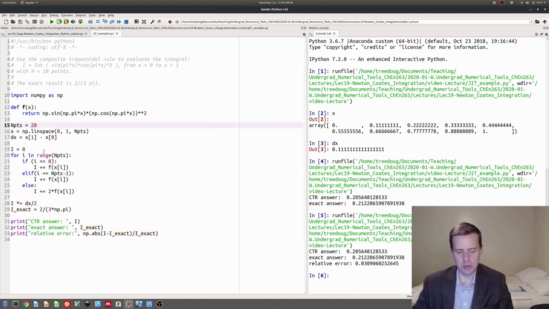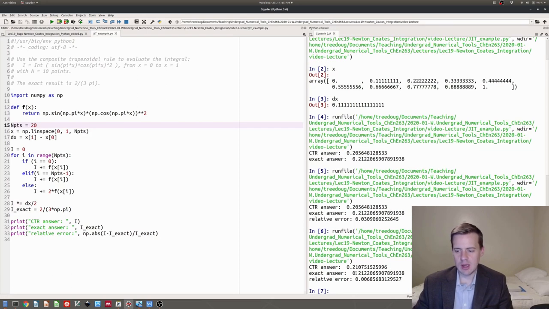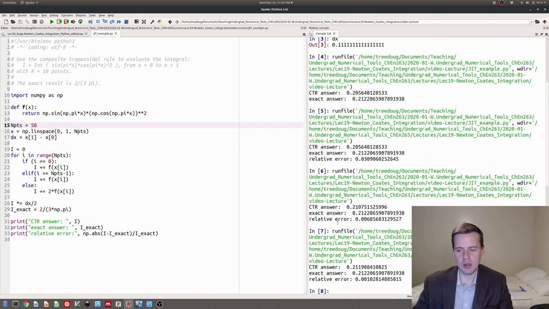So let's see what happens if I increase the points. Now I can go up to 20 points and run it. And now I get out to almost the third decimal place, right? And now I'm down to a 0.7% error. I can try and increase it even more, let's say 50 points. Now I'm down to a 0.1% error, about right in the third decimal place. That makes sense for a number that's on order 1.